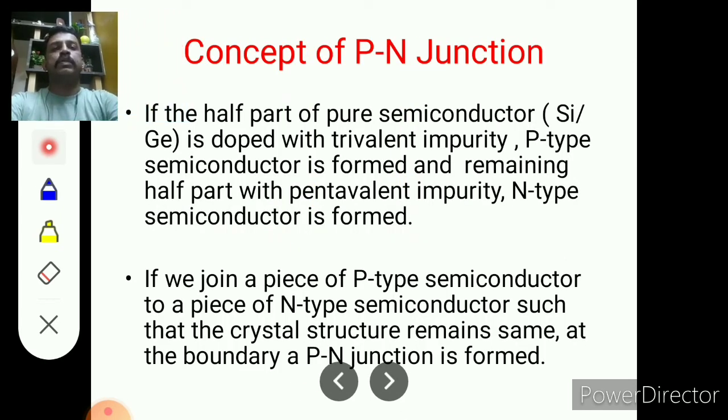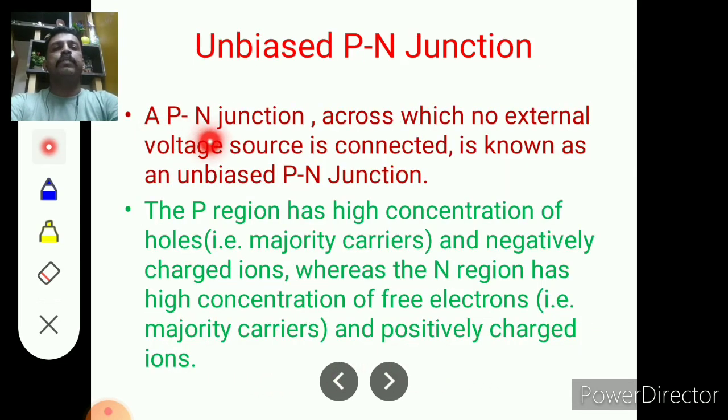Concept of p-n junction. If a half part of a pure semiconductor, that is silicon or germanium, is doped with trivalent impurity, a p-type semiconductor is formed, and the remaining half part with pentavalent impurity forms an n-type semiconductor. If we join a piece of p-type semiconductor to a piece of n-type semiconductor such that the crystal structure remains the same at the boundary, a p-n junction is formed. A p-n junction across which no external voltage source is connected is known as an unbiased p-n junction.